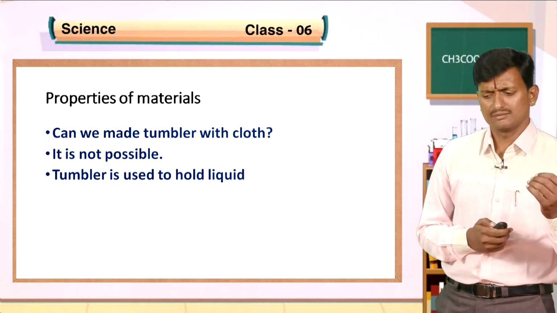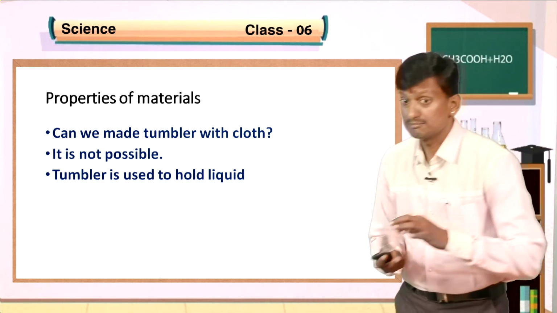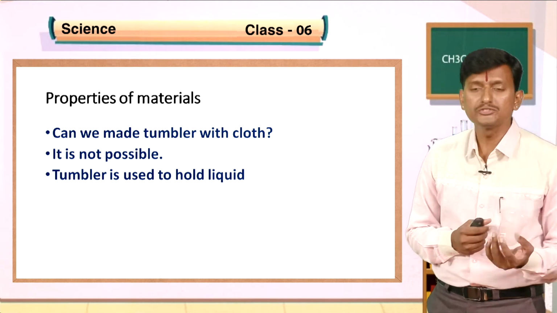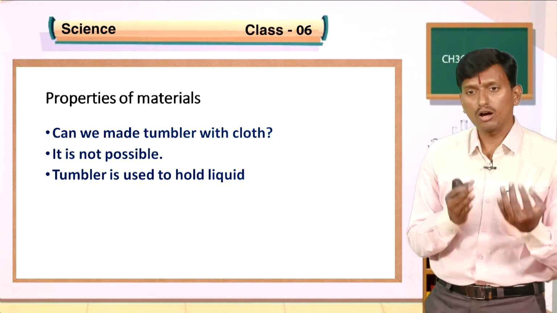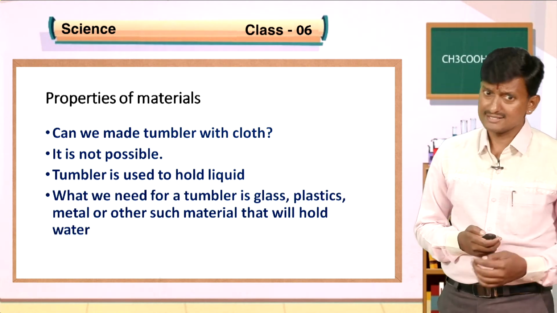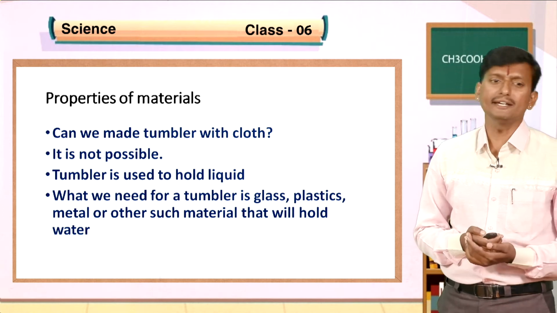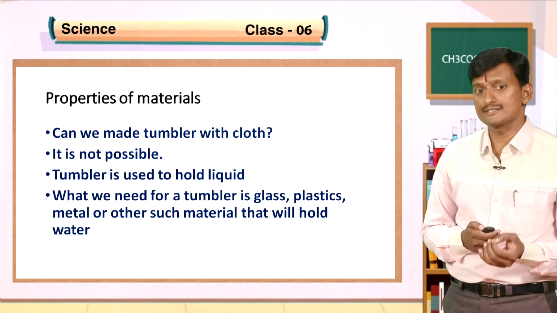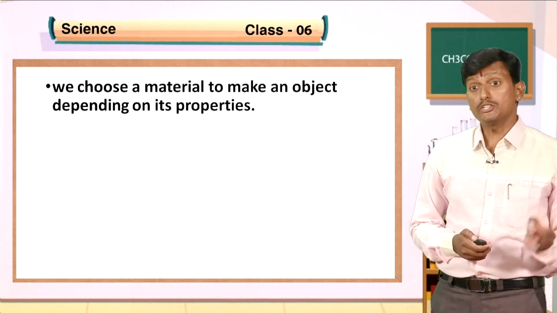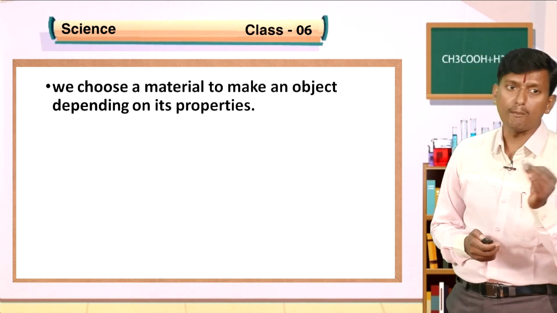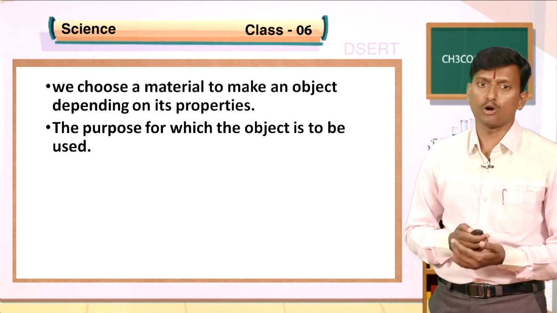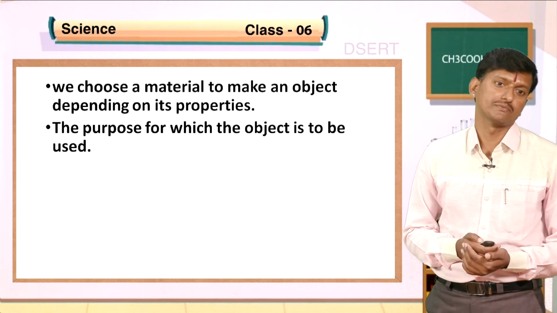That means we can use this plastic cup for holding liquids, but we can't use paper or cloth to hold the liquid. What we need for a tumbler is glass, plastics, metal or other such materials that will hold water. Understand? We choose the materials to make an object depending on its properties, and the purpose for which the object is to be used. Understand?